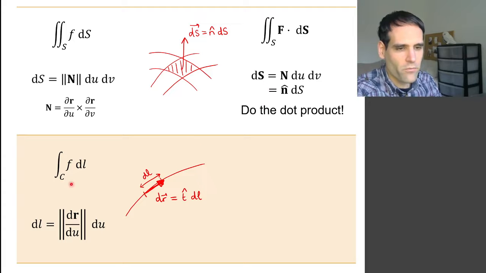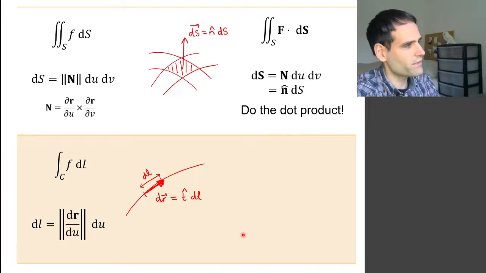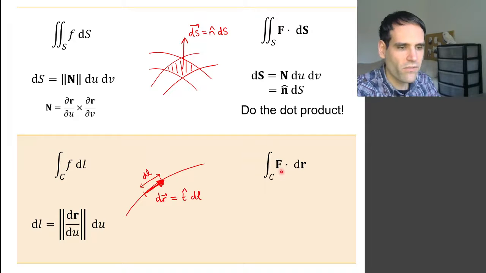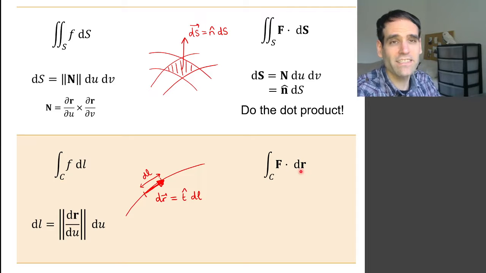Now in 4.3 we are studying line integrals of F dl, and the equation for the scalar dl is the norm of this tangent vector times du. So notice how similar this is to this. Now of course we are going to complete this table by adding something here. And what is this something going to be? It's relatively simple to understand. It's going to be an integral of a vector function F dot a vector differential displacement dr. So F dot dr, and this is a vector and this is a vector.